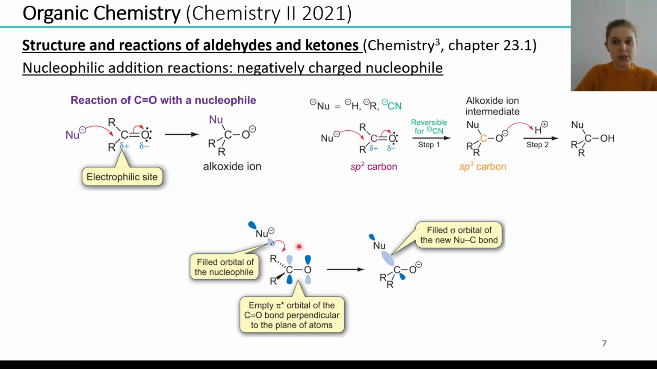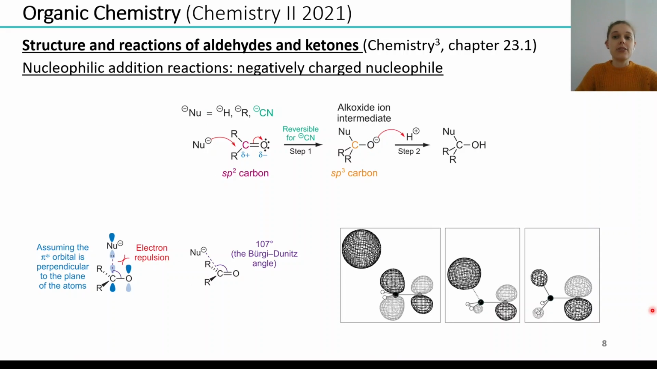And if we have a closer look at the orbitals, we can see that the filled p orbital of the nucleophile interacts with the empty pi star orbital of the carbonyl group. And the filling of the pi star orbital causes the break of the carbon-oxygen pi bond. And the addition of a nucleophile is energetically favored, as a strong carbon-nucleophile sigma bond is formed at the expense of the weaker pi bond in the carbon-oxygen double bond.